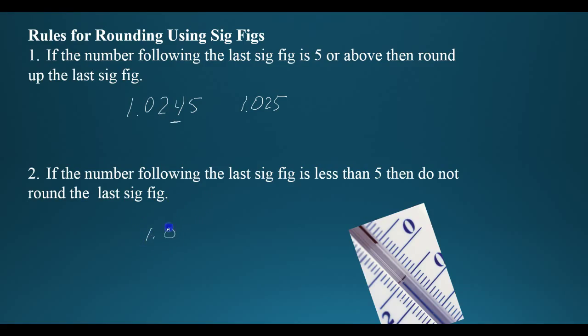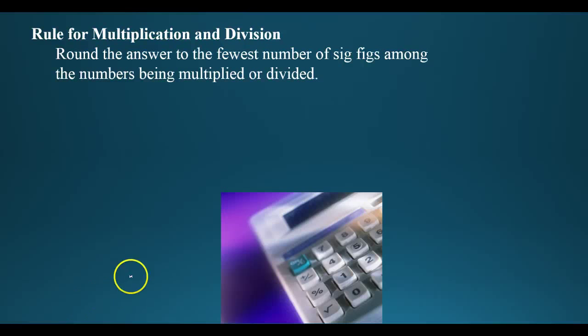But if the number following the last sig fig is less than 5, then we're not going to round. So if I have 1.0243 and 4 is my last sig fig, 3 follows the 4, so I am not going to round that 4 up. My answer would just be 1.024.